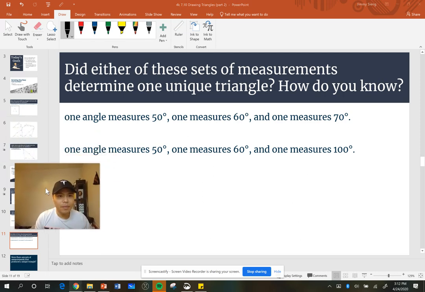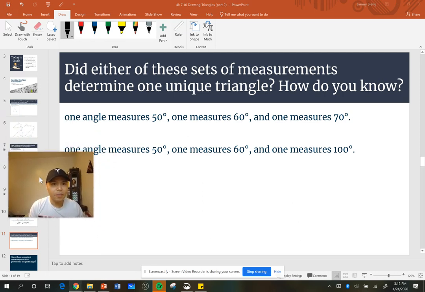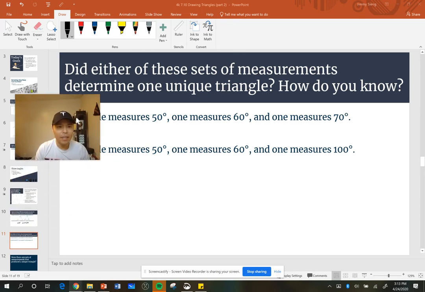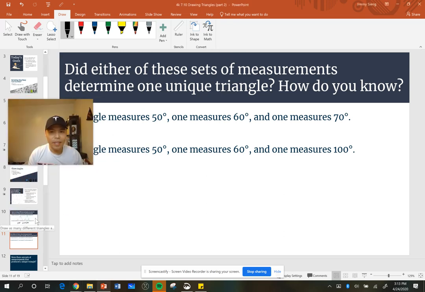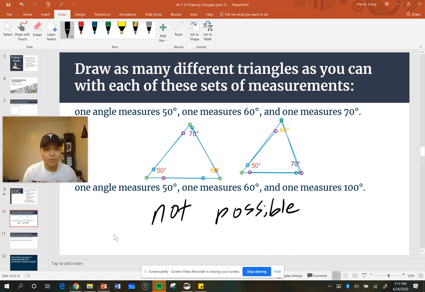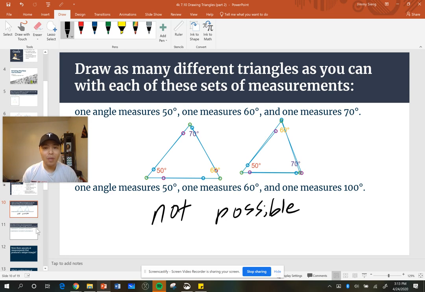So this next question says, do either of these sets of measurements determine one unique triangle, and how do you know? So any of these two sets that we just did, do they determine any unique triangles? Remember, when we have a unique triangle, it means that we have one triangle only. Looking at the first scenario, we got 2 triangles, and this bottom scenario right over here, looks like we got not possible, okay?